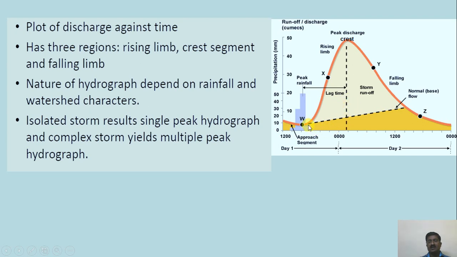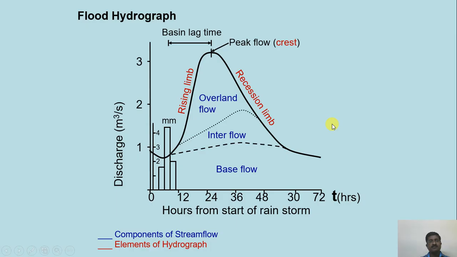Right from the inception of the rainfall to the crest, the time interval is called the lag time. Then you can see here, this is a normal flow. Below this, it is called the base flow. You can see the groundwater flow, right? This is the storm runoff. We are going to study this in detail.